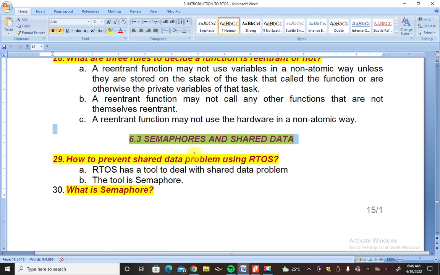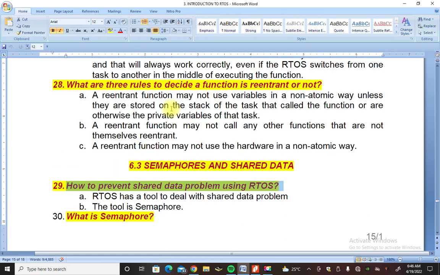Okay. How to prevent shared data problem using a real-time operating system? Disabling interrupt is the only way with respect to our conventional C programming for our 8051 microcontroller. That is what we have experienced. But when we are using a real-time operating system, the shared data problem is prevented using semaphores. So how to prevent shared data problem using RTOS? RTOS has a tool to deal with the shared data problem. That tool is a semaphore.